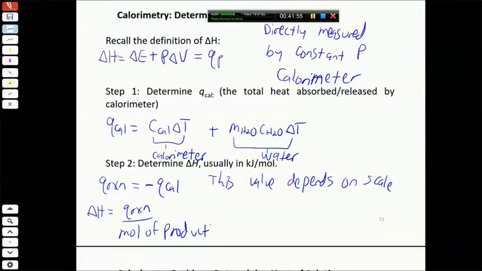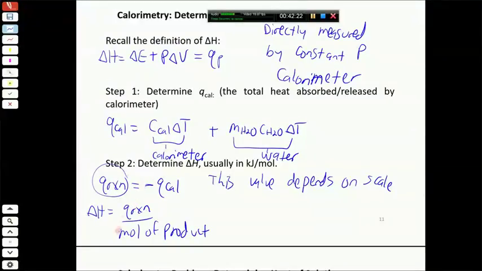Because if we just measured Q here, that would be different depending on what scale we did the reaction on. If we want to actually know the inherent enthalpy change for that reaction in terms of 1 mole of substance, we have to take the Q that we measure and divide by however many moles of substance are involved in that chemical reaction. So there's going to be some slight variations in how we do this last step here, but the key point to remember is that this Q that we get from the calorimeter is for specifically how much substance we used in that reaction.